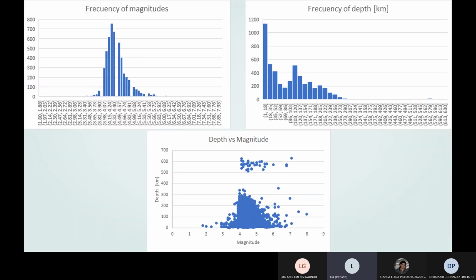In the scatter plot, we can see that there is an absence of earthquakes in the range of 350 kilometers to 500 kilometers. And in the histogram of frequency of depth, there is a kind of trend in which at greater depths, the frequency of earthquakes is lower.